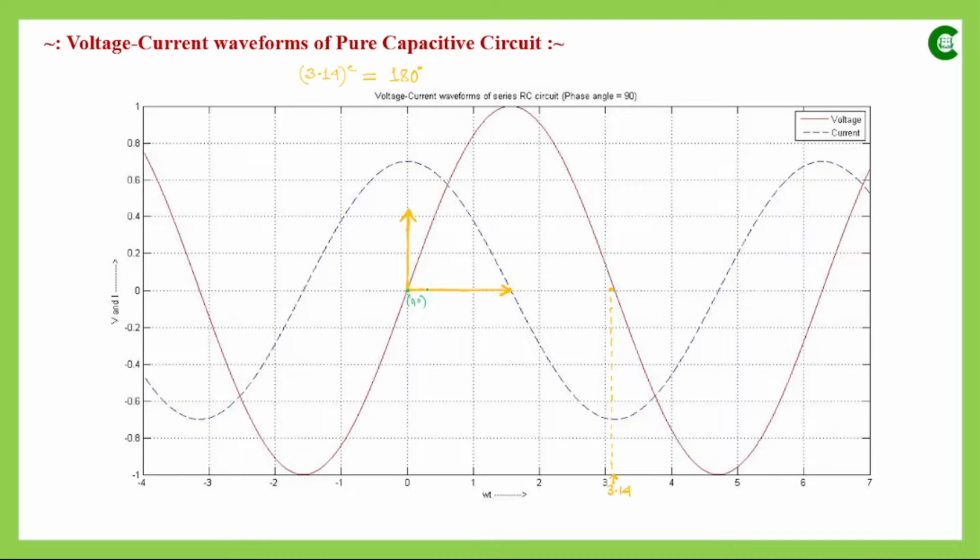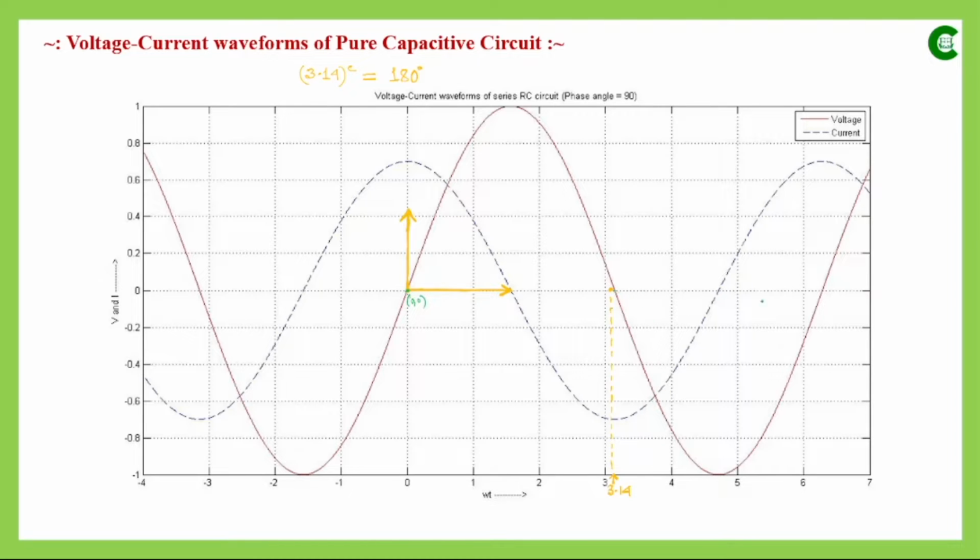Now, as we can see, from this point to this point the voltage waveform completes the positive half cycle, and this point measures 3.14. We know that the relationship between radian and degree is pi radian equal to 180 degree. So 3.14 radian will be equal to 180 degree. On this X scale we have taken the measurement of angle in radian, so here 3.14 means the measurement of 180 degree.